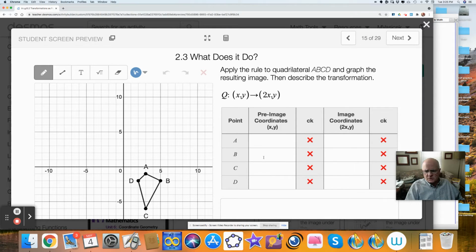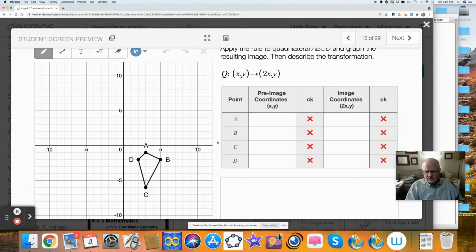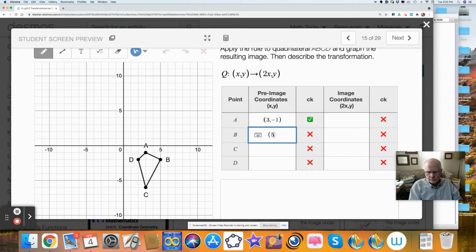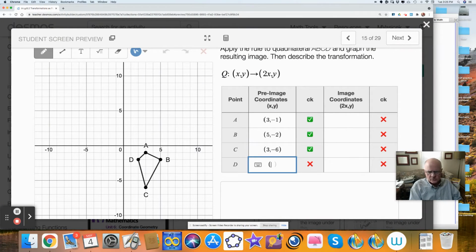First thing we have to do is list the coordinates of the A, B, C, D. So A is at 3, negative 1. B is at 5, negative 2. C is at 3, negative 6. D is at 2, negative 2.